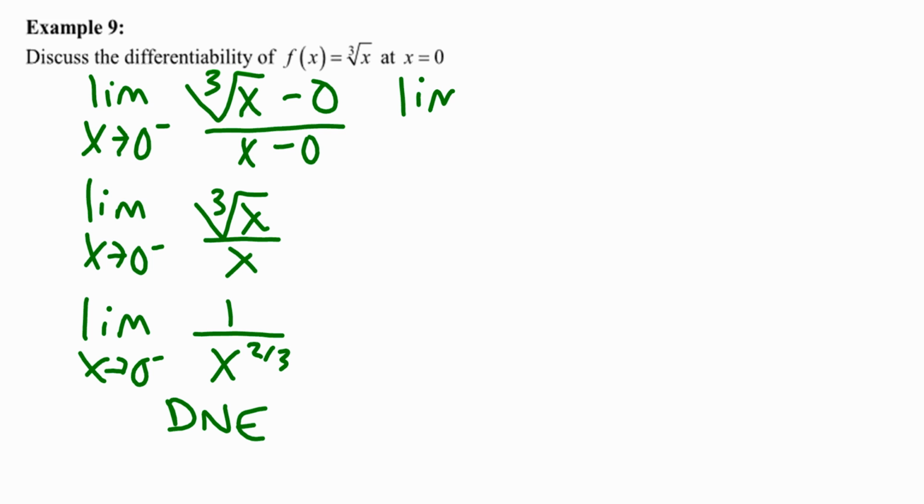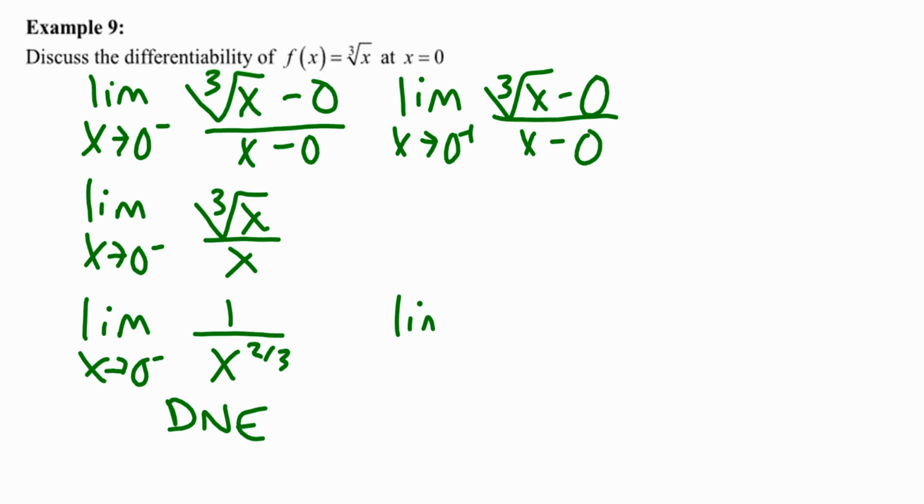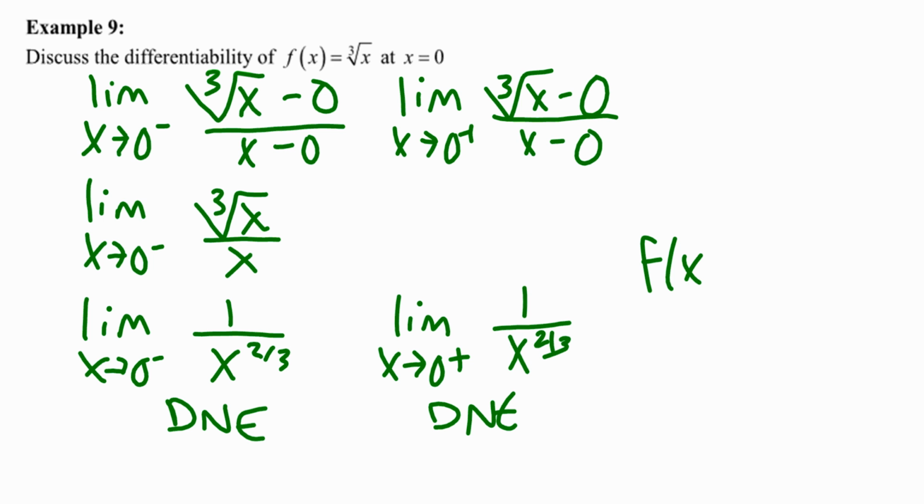It's going to be the same exact function if we look on the right side. So I'm going to skip a few steps here. This one also doesn't exist, or you can consider infinity. So f of x is not differentiable.